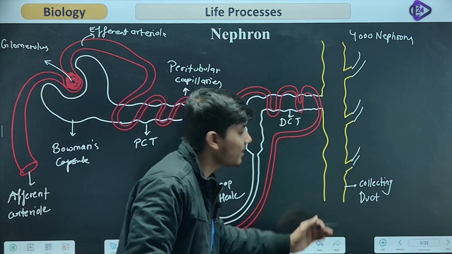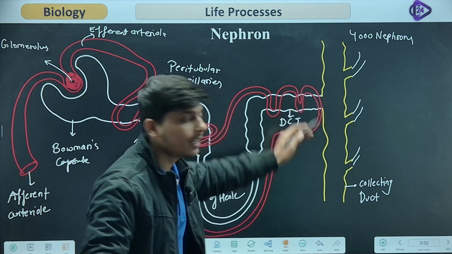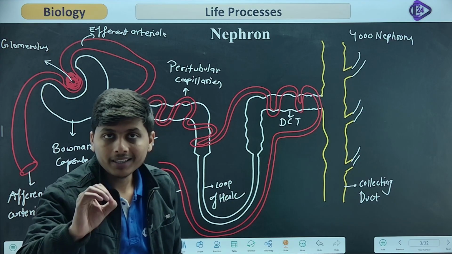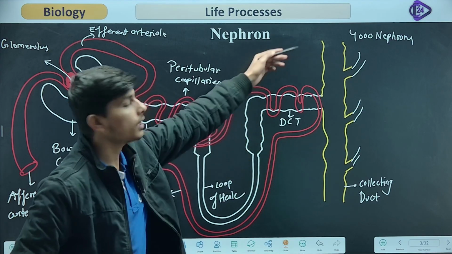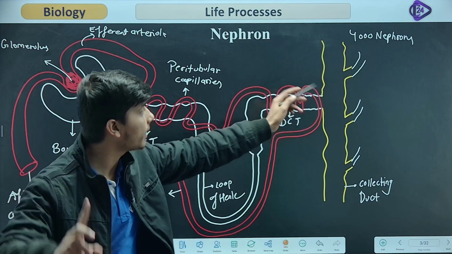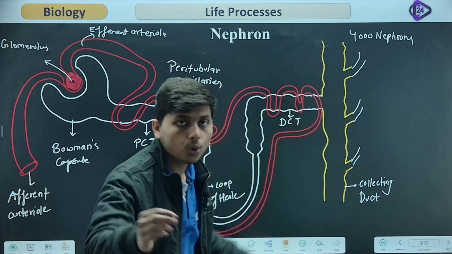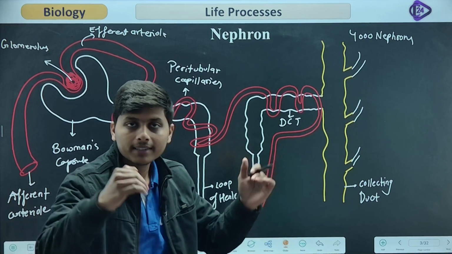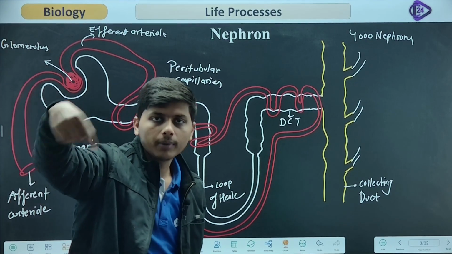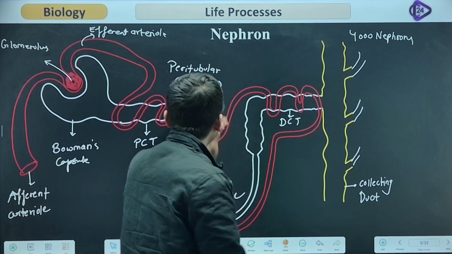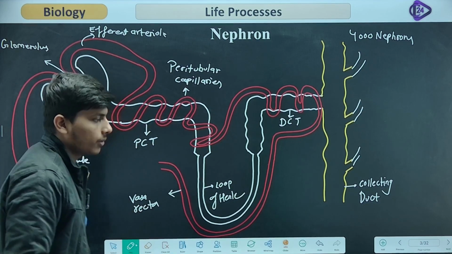It is a common passage to collect urine. So that's why the collecting duct is not a part of each single particular nephron. It is a common passage for around 4,000 nephrons. 4,000 nephrons open into the collecting duct, drain their urine into the collecting duct, and that urine goes into the ureter, then the urinary bladder, into the urethra. This is the structure of the nephron.